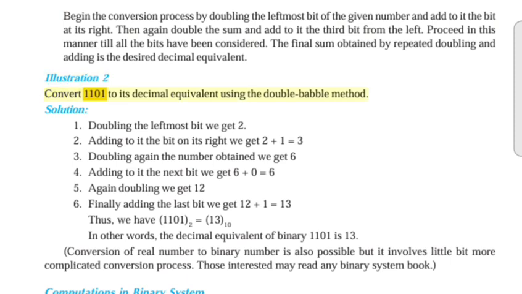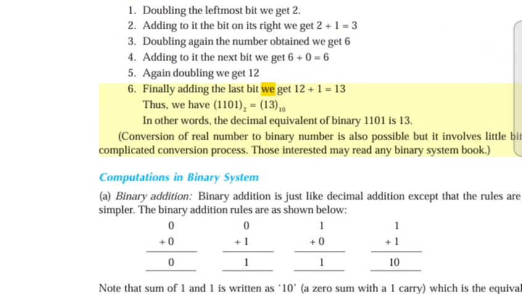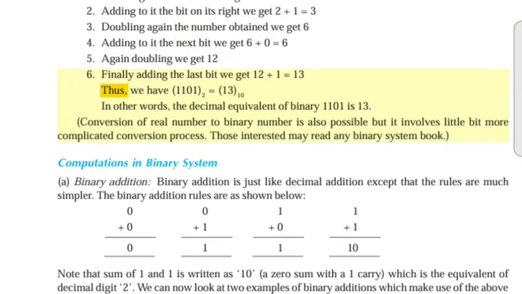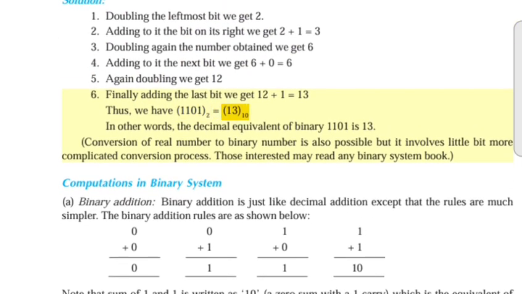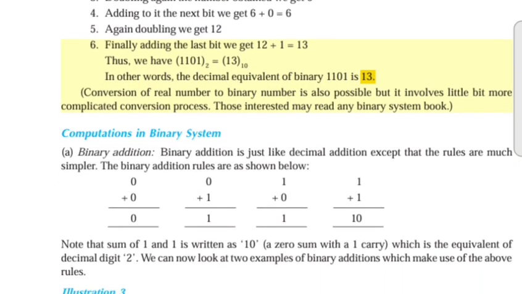Illustration 2. Convert 1101 to its decimal equivalent using the double-dabble method. Solution. 1. Doubling the leftmost bit we get 2. 2. Adding to it the bit on its right we get 2 plus 1 equals 3. 3. Doubling again the number obtained we get 6. 4. Adding to it the next bit we get 6 plus 0 equals 6. 5. Again doubling we get 12. 6. Finally adding the last bit we get 12 plus 1 equals 13. Thus, we have 1101 base 2 equals 13 base 10. In other words, the decimal equivalent of binary 1101 is 13.